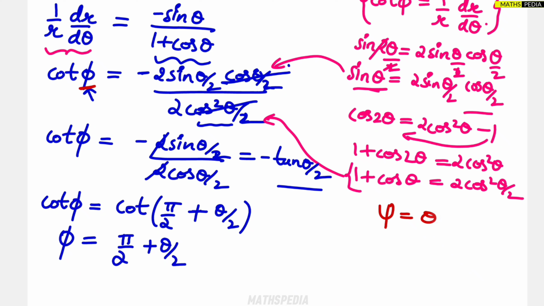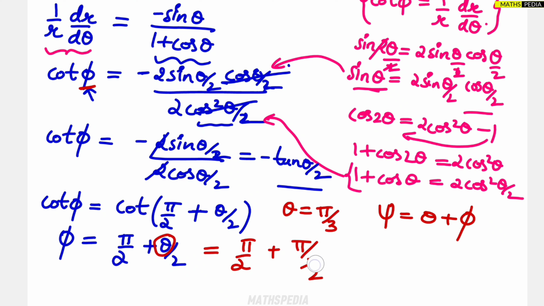Psi is nothing but theta plus phi, right? Now, what is the theta value? Theta value in the question was given as pi by 3. So in place of theta, if I substitute pi by 3, it will be pi by 2 plus pi by 3 by 2. Now what is pi by 3 by 2? It will become pi by 6. Now if you take LCM, it will be 3 pi plus pi, which is 4 pi by 6. Cancel it by 2, and it will be 2 pi by 3.